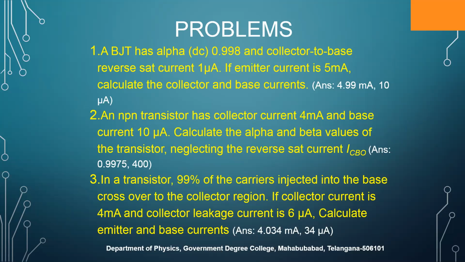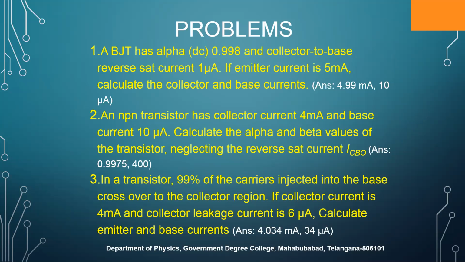The next problem: an NPN transistor has collector current 4 milliamperes and base current 10 microamperes. Calculate the values of alpha DC and beta DC of the transistor. Here we are neglecting the thermally generated currents, that is ICBO or ICO. The answers will be: alpha DC value will be 0.9975 and beta DC value will be around 100. Just try to calculate. If you have any doubts, in tomorrow's class we will discuss and come to a conclusion.